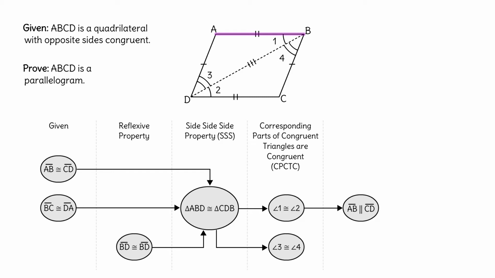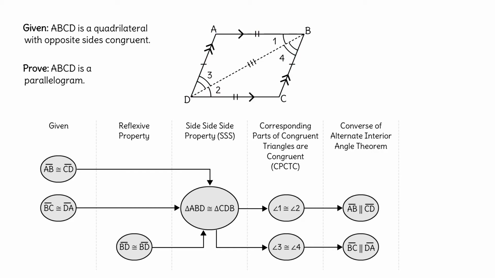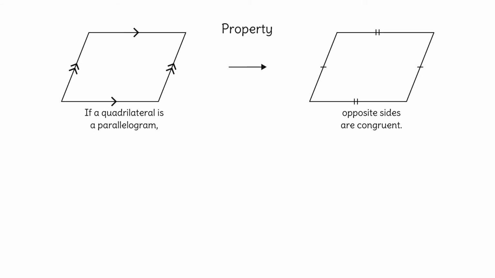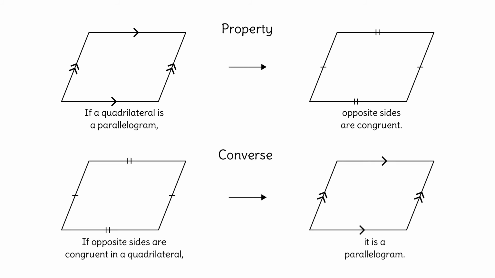AB is parallel to CD, and BC is parallel to DA by the converse of the alternate interior angle theorem. Since opposite sides are parallel, ABCD is a parallelogram. Because we proved the converse of a property, we now have a tool to prove a quadrilateral is a parallelogram. If you see a quadrilateral with opposite sides congruent, you can use this converse to prove it's a parallelogram in one step.